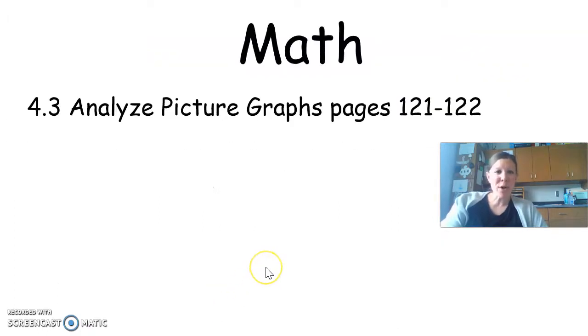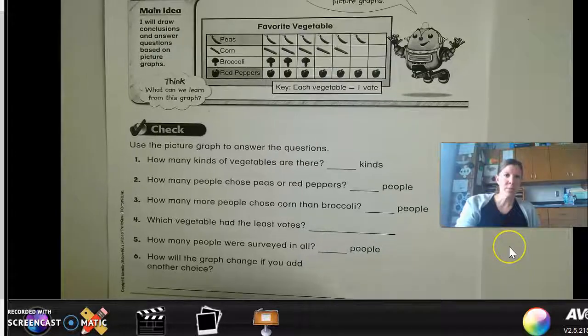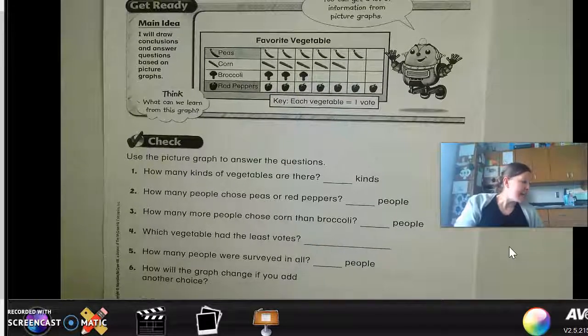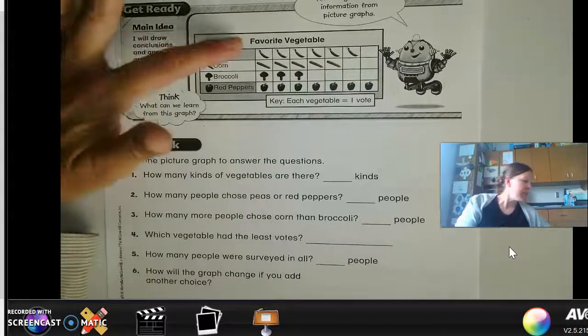All right, for math, we are going to be doing some analyzing of picture graphs. Yesterday you worked on looking at a survey and then filling out a picture graph. Today you're going to analyze them, so you're going to answer questions for them. Okay, so your main idea: I will draw conclusions and answer questions based on picture graphs. So up on the top, favorite vegetable.